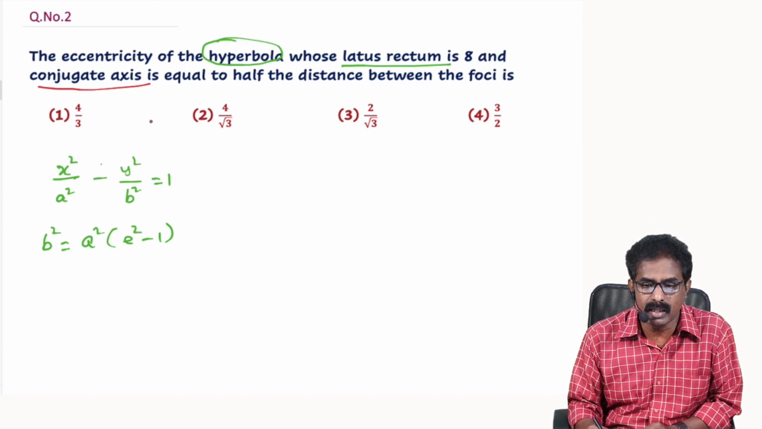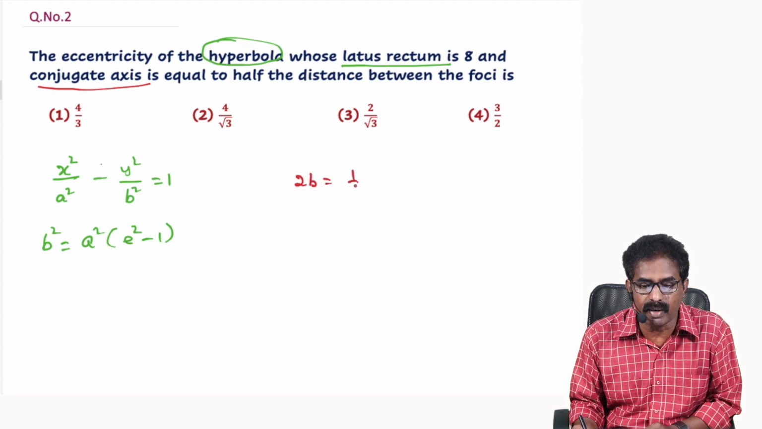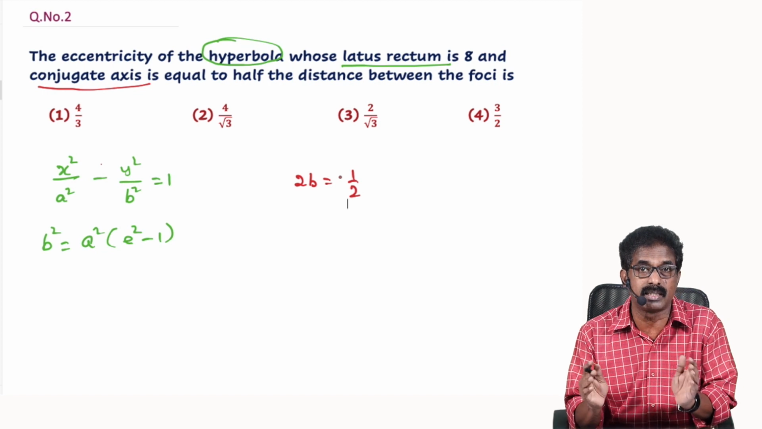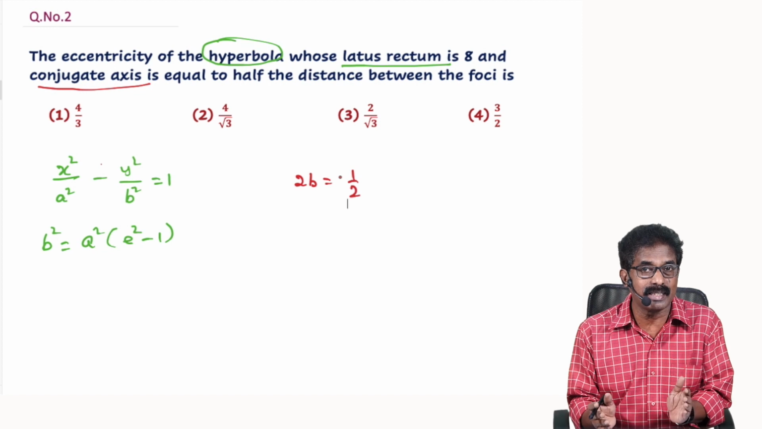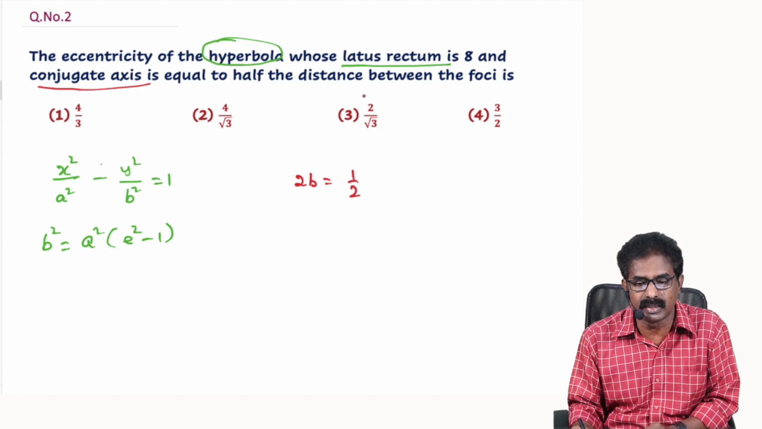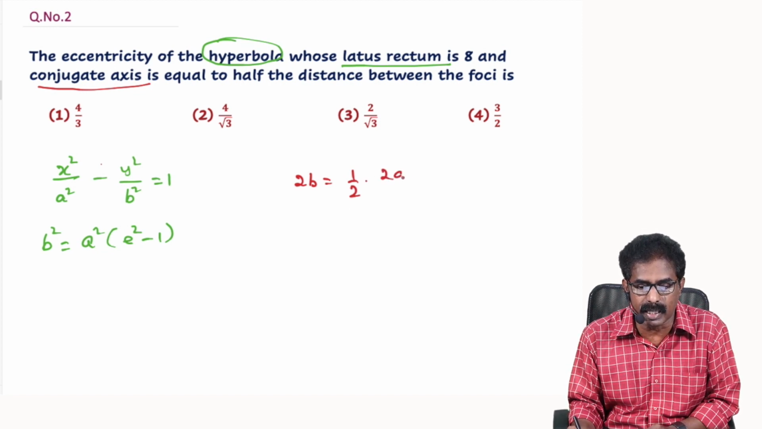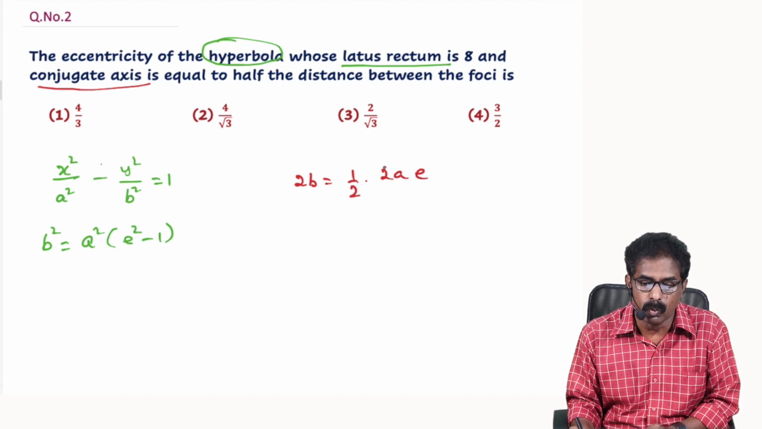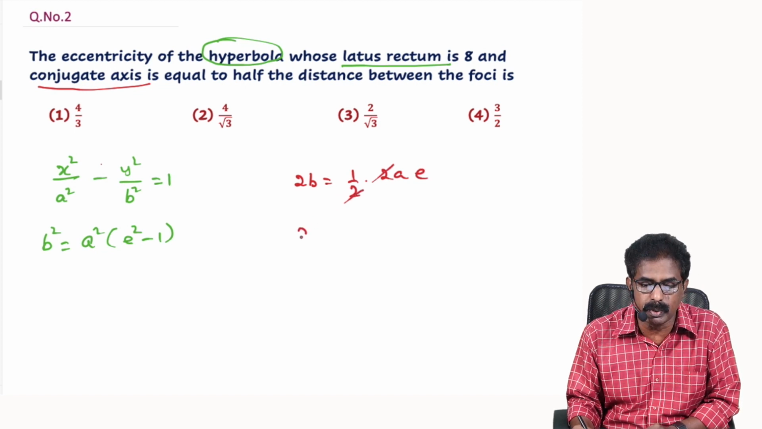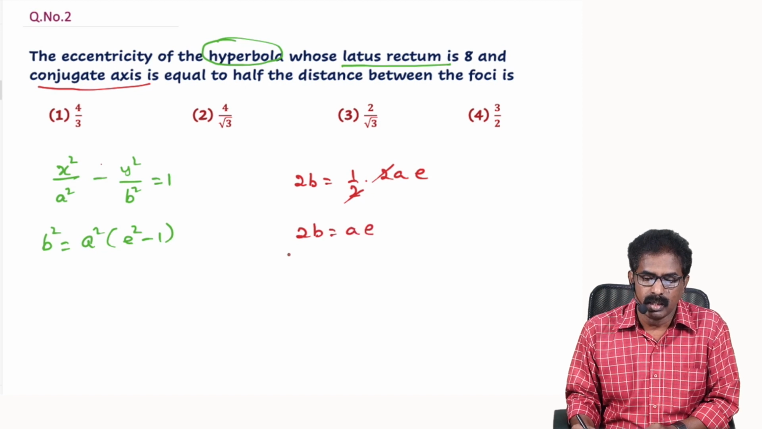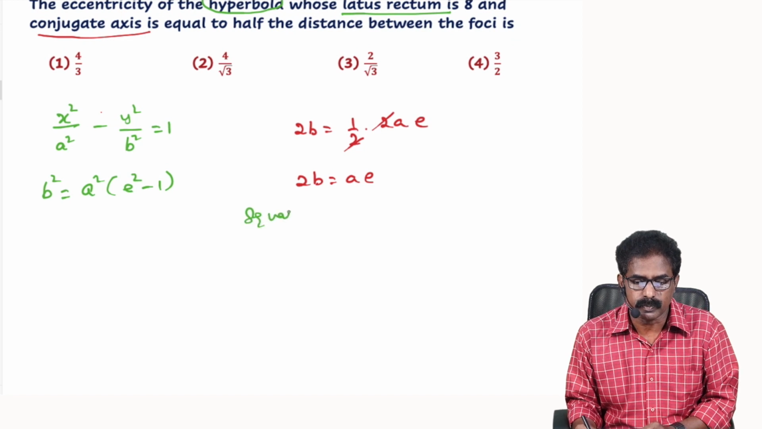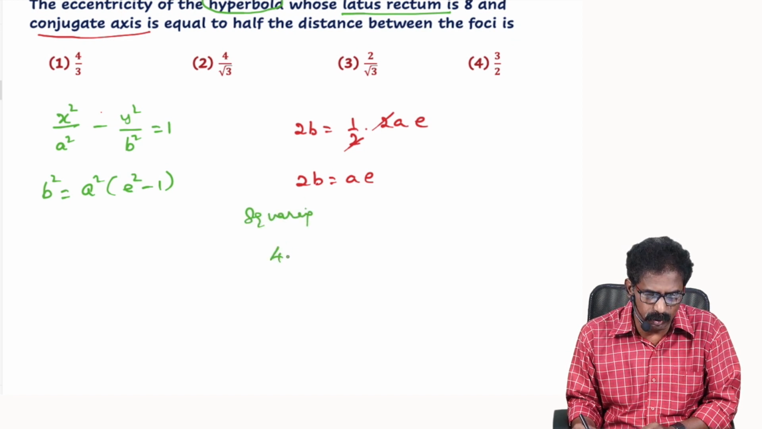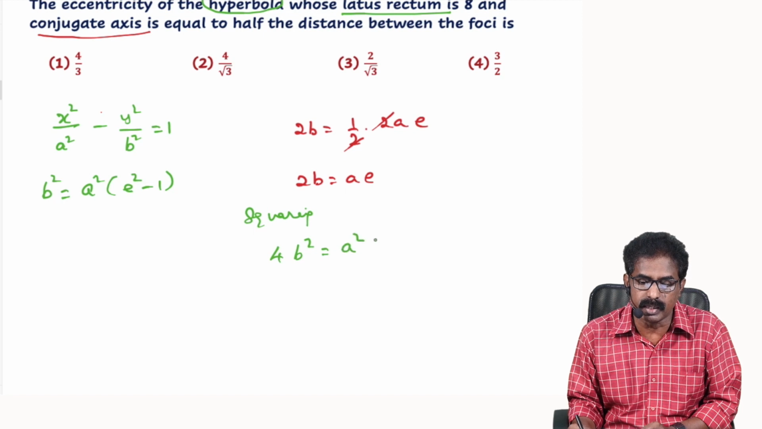Okay. So here, the conjugate axis, that is 2b, is equal to half of distance between foci. Distance between foci is 2ae. Distance between directrix, 2a by e. Right? Here, distance between foci, so it is 2ae. So this is what given here. 1, 2 you can cancel, so you are getting 2b is equal to ae. So I think from here itself you can find the answer. You square it. If you square, you are getting 4b square is equal to a square e square, right?